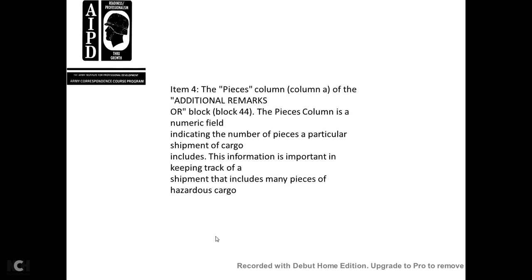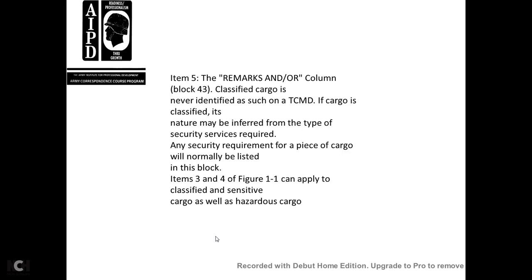Item 4, pieces and columns. Column A, for additional remarks of the block, the pieces column is a numeric field indicating the number of pieces of a particular shipment. The information is important in keeping track of a shipment that includes many pieces of hazardous cargo.